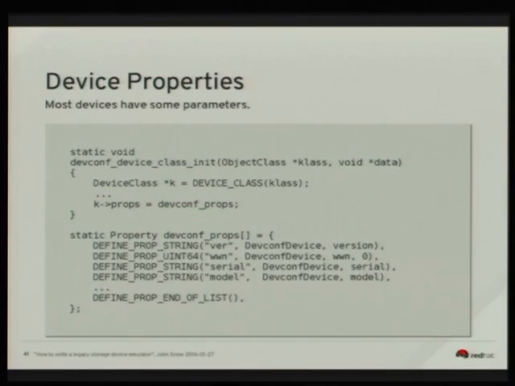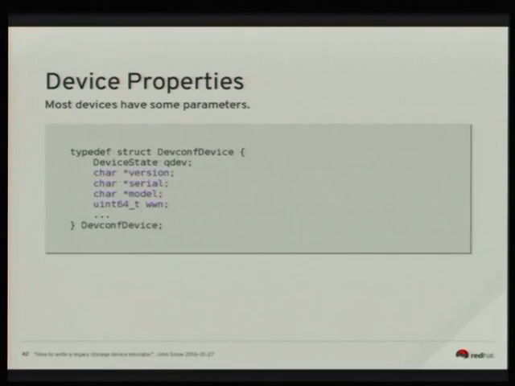So device properties, similarly, during class initialization, we can point to our property struct, and we can define a couple of interesting things like the version, the serial number, the model, things that the real ATA device would have to report to the guest. So it's just a simple structure of the names and where in the object these things are stored. And then we can link that into the class, and then QEMU will handle a lot of the rest.